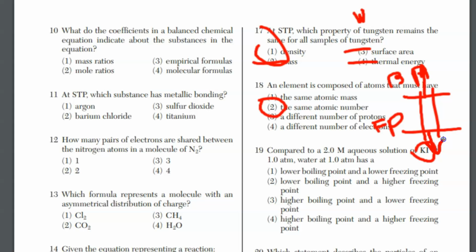Now, we just got to watch the wording. It says compared to a 2 molar aqueous solution of KI. The water then will have a lower boiling point and a higher freezing point. And let's see, which one is that? A lower boiling point and a higher freezing point, which is choice 2. It's really a wording question with 19.